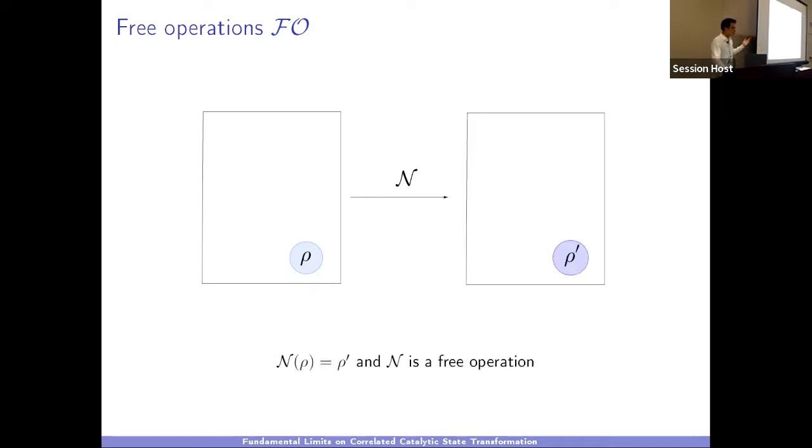I will introduce free operations. So I have an input state rho. I want to transform rho with a free operation N into a state rho prime. What we can do is use a catalyst, and here is our work. So actually we want to characterize these catalytic operations and find some fundamental limits and discuss those operations in the most general framework, which is given by the resource theories.